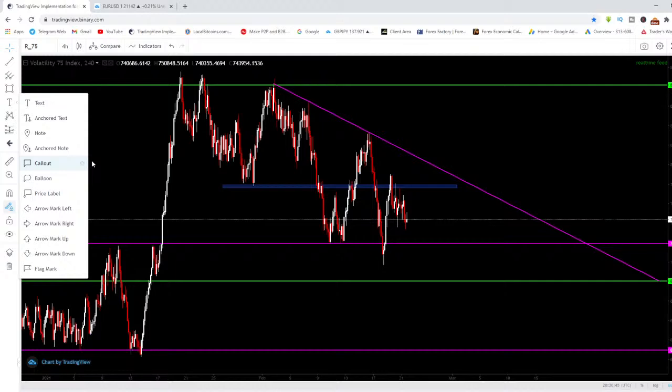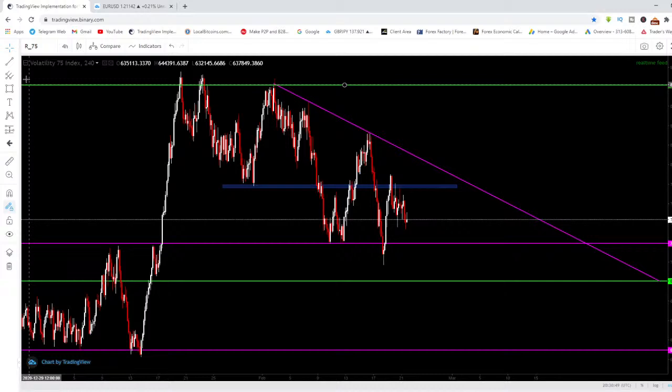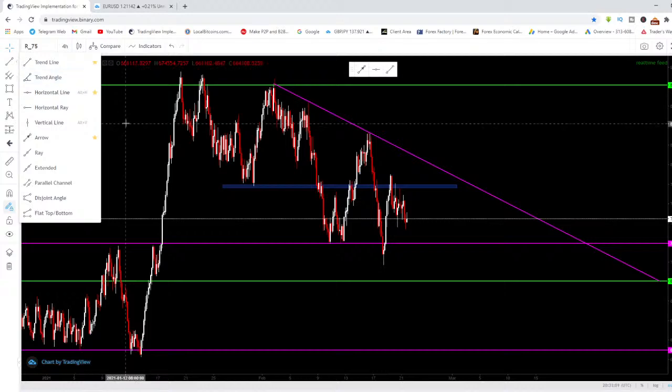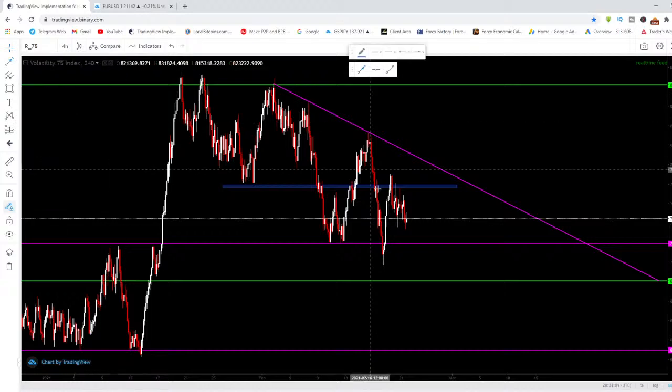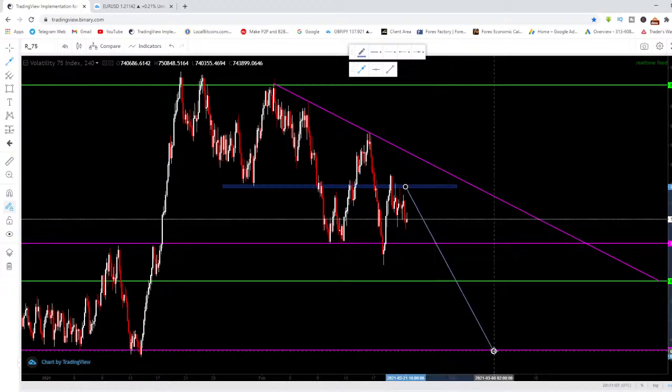It's not there. Oh, where is my arrow, man? Right, this is it. So literally, let me just pin all of this so that I'll find it very easy to look out for them. So yeah, I'm expecting volatility 75 to come down to that level.